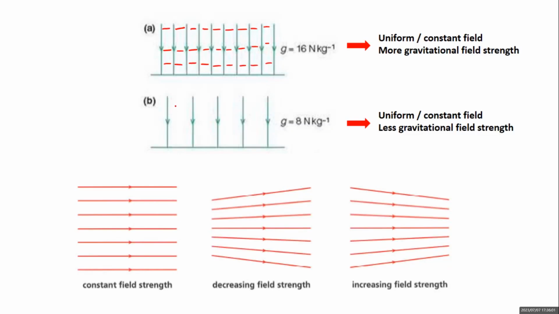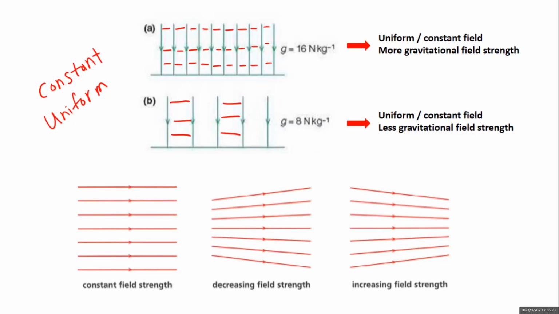Similarly, if you look at diagram B, you can see that the distance between the two lines is also the same. So if the distance between two field lines is the same, we say that the field is constant, or the field is uniform. So these two diagrams, A and B, are representing a constant or a uniform gravitational field.